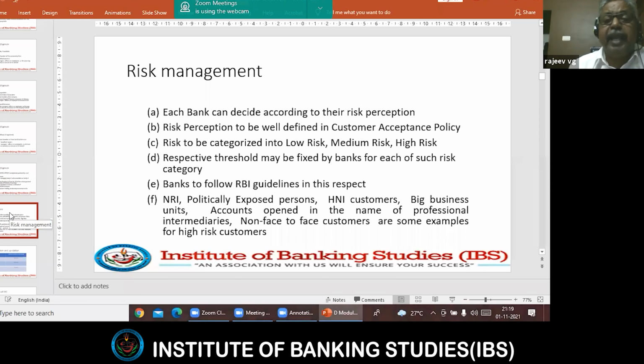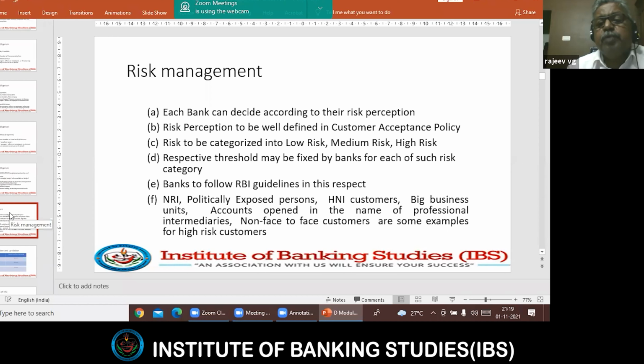Each bank can decide according to their risk perception. Guidelines are given by RBI. Risk perception is to be well defined in the customer acceptance policy. Risk categorization: three risk categories should be there, that is low risk, medium risk, and high risk.